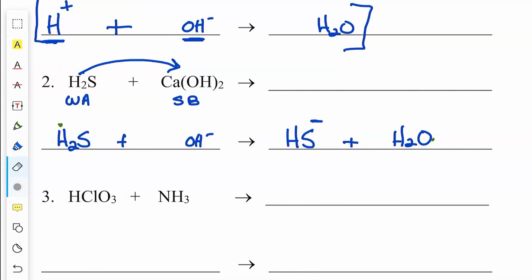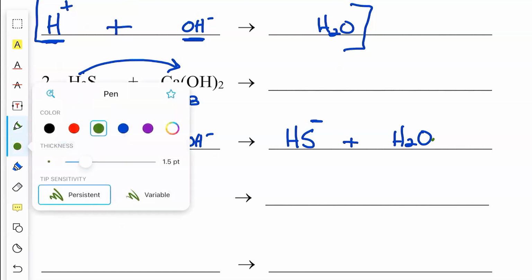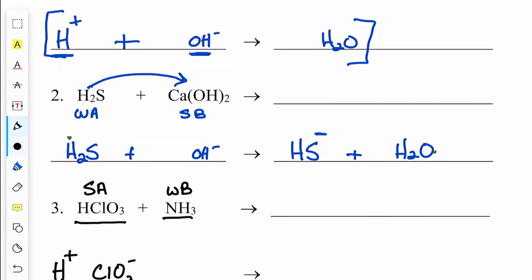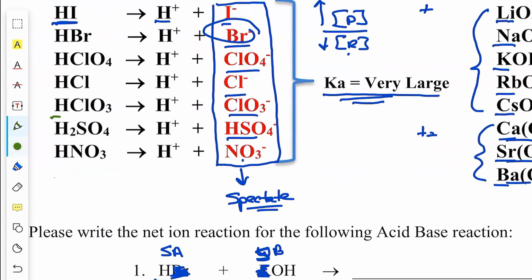Okay, so number 3. Let's be crazy and go to a new color because I feel like it. Okay, so HClO3. This acid listed above is a strong acid, okay? Very high Ka, so I'm going to break apart into H plus and ClO3 negative. NH3 is a weak base, so we got a strong acid, and we got ourselves a weak base. And again, if you just want to make sure. So there is my strong acid.